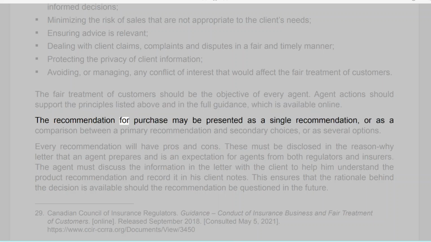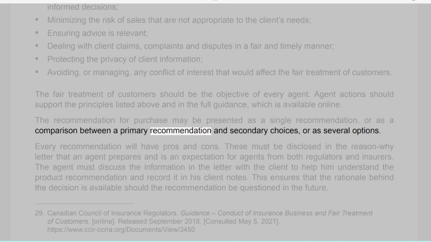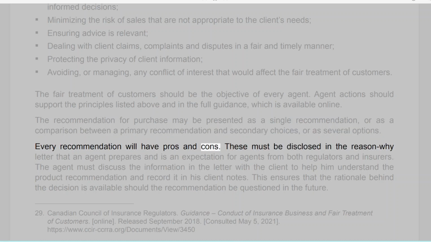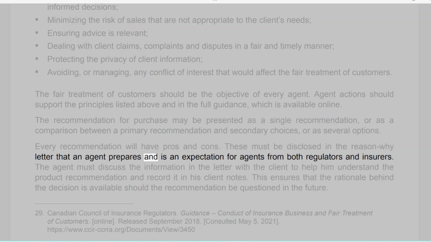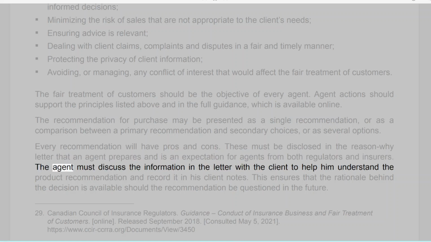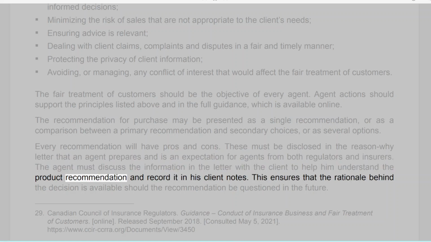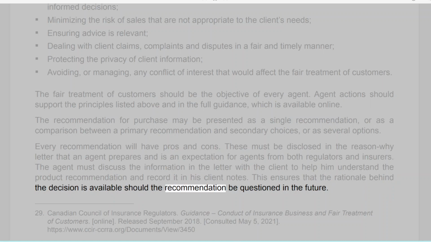The recommendation for purchase may be presented as a single recommendation, or as a comparison between a primary recommendation and secondary choices, or as several options. Every recommendation will have pros and cons. These must be disclosed in the reason why letter that an agent prepares and is an expectation for agents from both regulators and insurers. The agent must discuss the information in the letter with the client to help him understand the product recommendation and record it in his client notes. This ensures that the rationale behind the decision is available should the recommendation be questioned in the future.